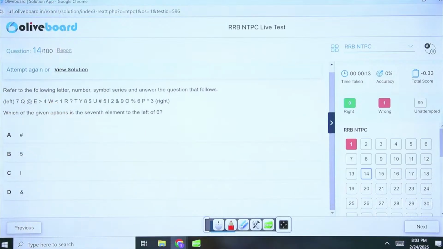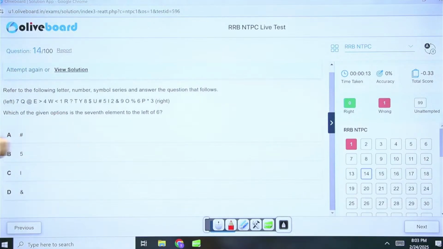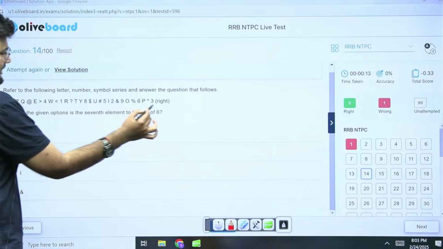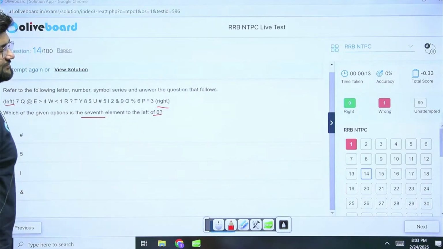Again, now here over smartness might cost us the time. See, the question is telling us you have to refer to this series. So this is the left side, this is the right side. They have mentioned it. This is the series, alphanumeric series. It has letters, numbers and symbols. Okay. They are asking you which of the given options is the 7th element to the left of 6.